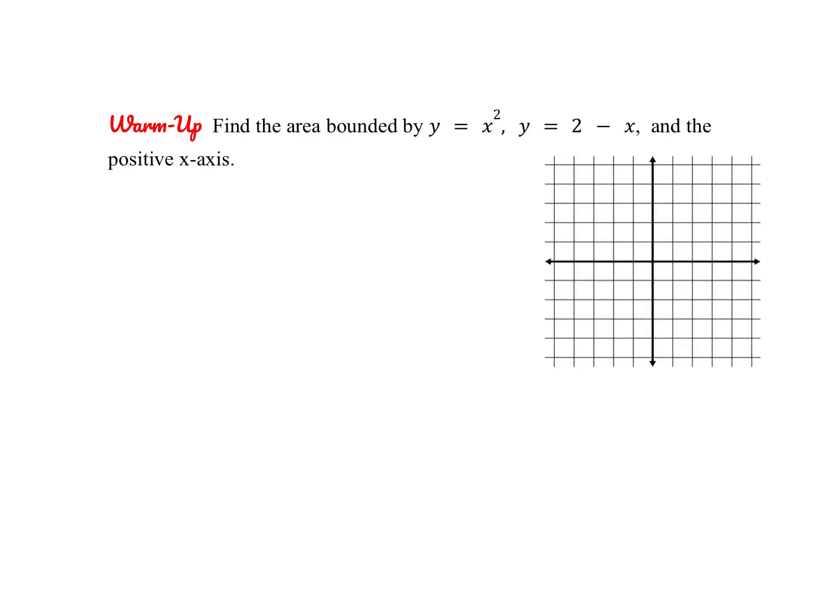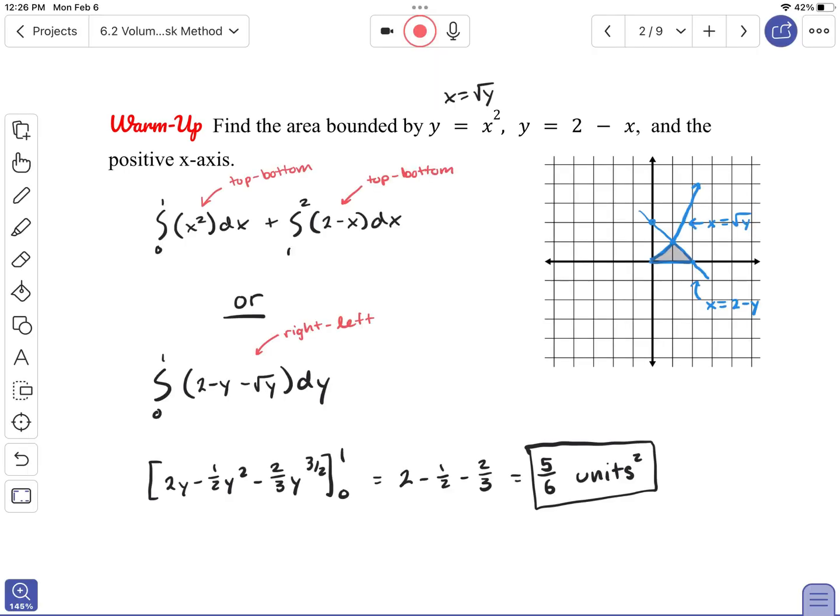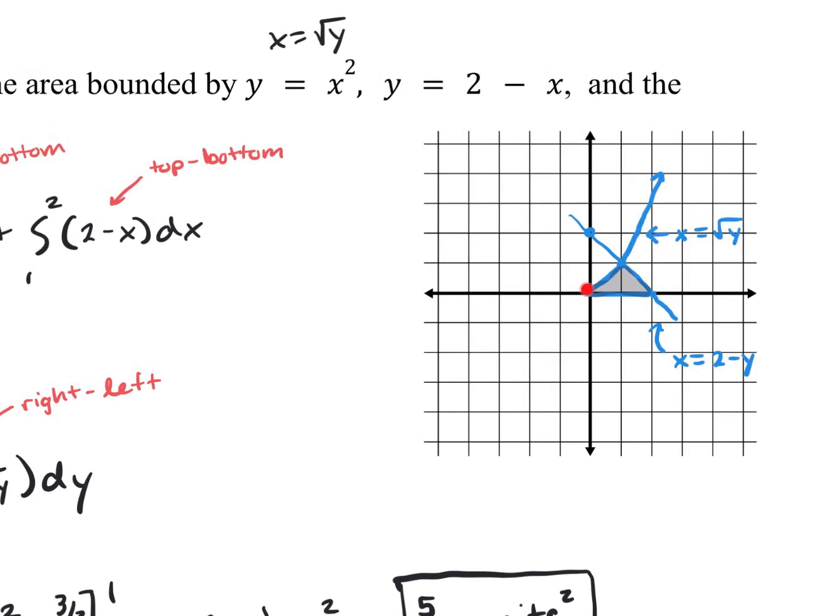Alright everyone, I have a quick warm-up for you guys, so please pause the video and give it a shot. Alright, go ahead and check your work here. So just be careful with your bounded area. It's actually this small little sliver right here.